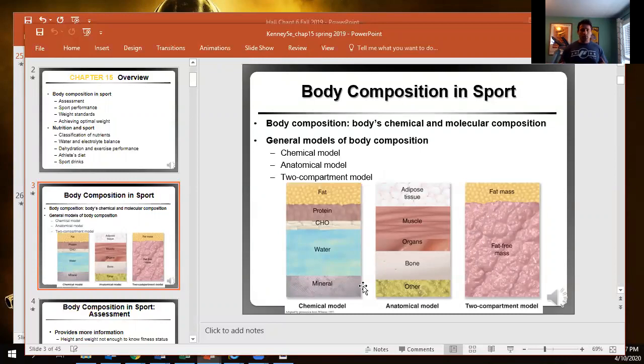Now, the chemical model is if you think about melting human beings down into their constituent parts. We are mostly water. From there, depending on your body size and body composition, the next big component is going to be either fat, protein, or minerals. And then a very small amount is going to be carbohydrate, usually less than a full kilogram if you look at the entire body overall.